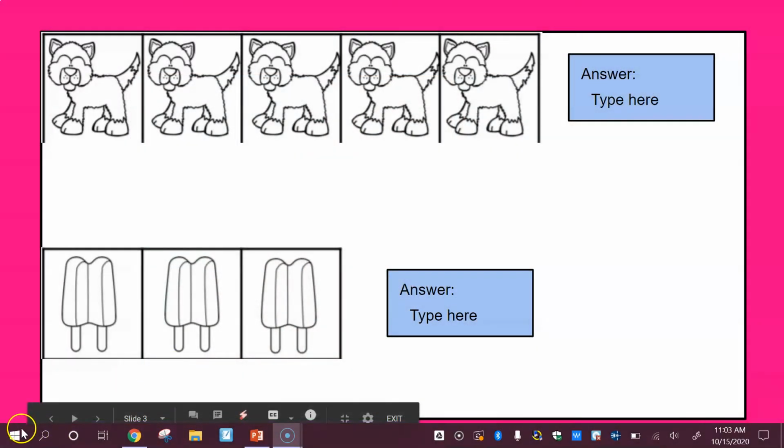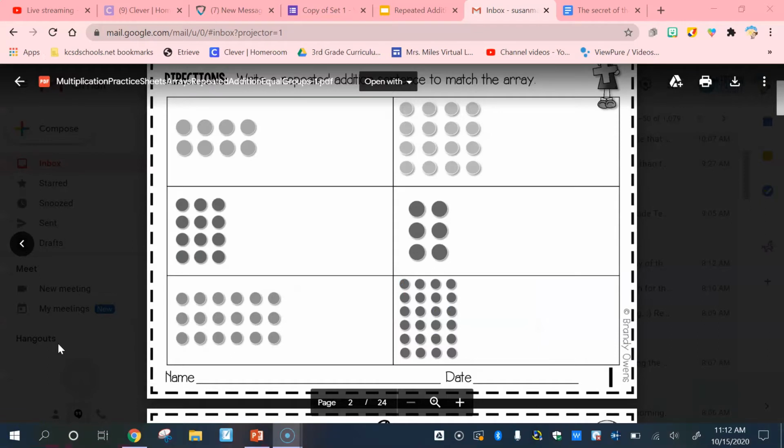All right, real quick, I want you to look right here. So these are some arrays, and we're going to be learning about arrays in a day or two. But I want to go ahead and expose you or show you what they are so you're not caught off guard. These arrays, as you can see, have 2 rows of 4 or 4 columns of 2. So we're going to write a repeated addition equation to match these. Let's go with this one first.